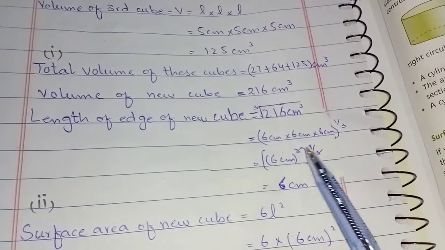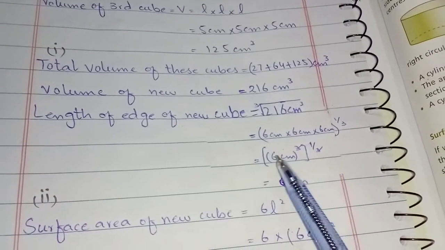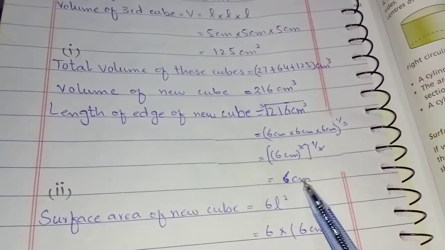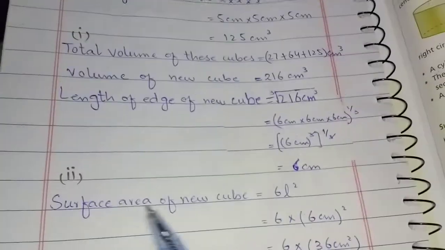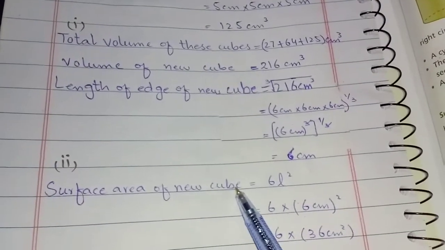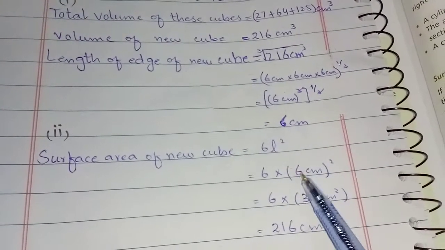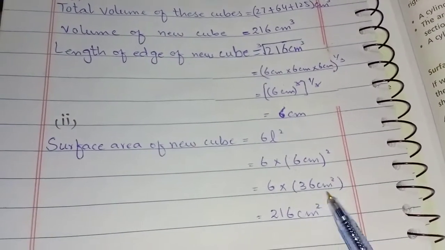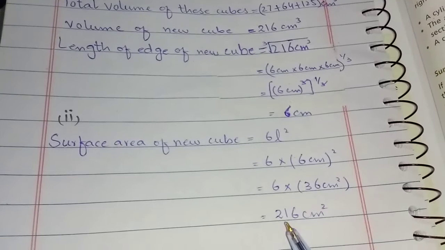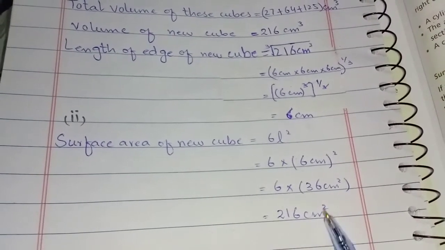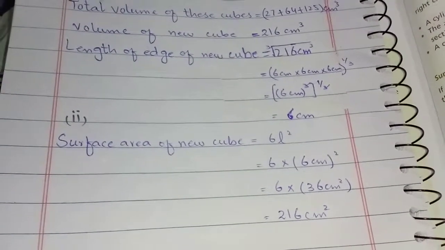3 multiplied by 3 cancels with this 3 and the answer is 6 centimeter. So the length of the edge of the new cube is 6 centimeter. Now we have to find the surface area of the new cube. This is the length. So the formula is 6L square. 6 multiplied by the length, 6 centimeter square, that is equal to 36 centimeter square. After multiplication we get 216 centimeter square. This is the surface area of the new cube.